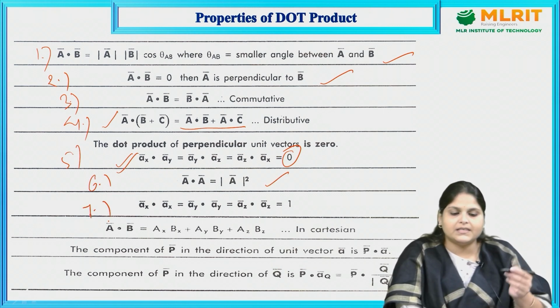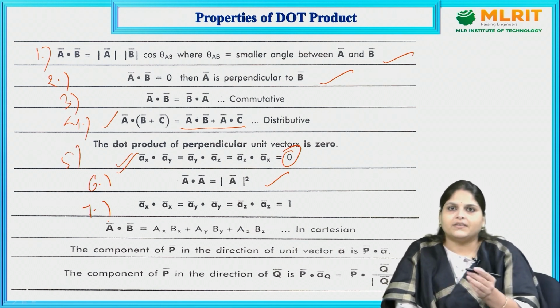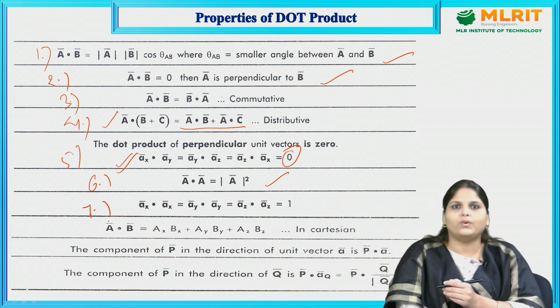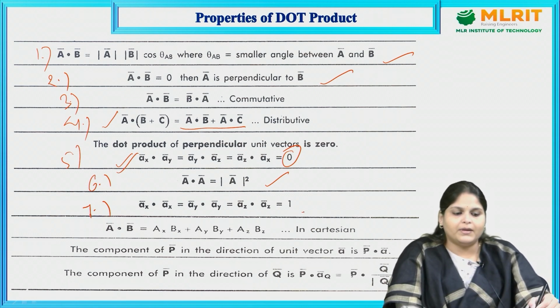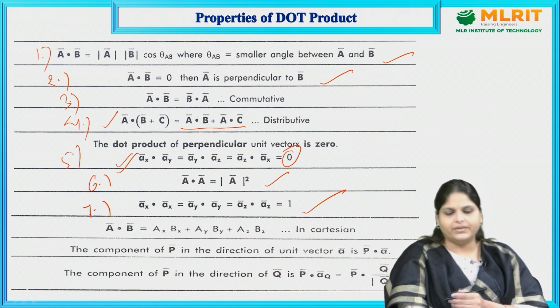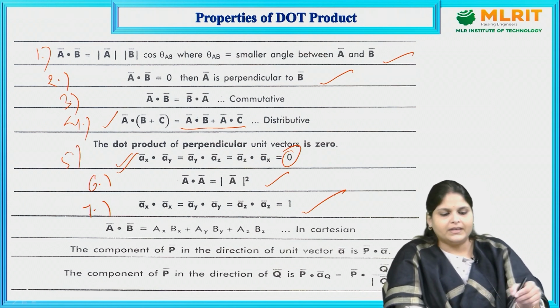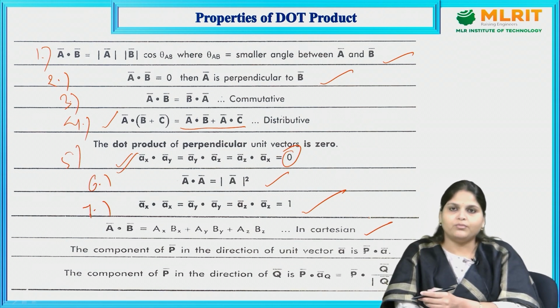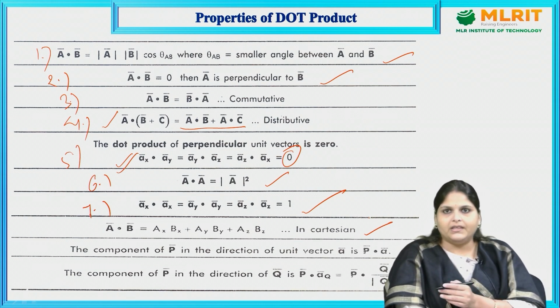The seventh property is that the same unit vector dot product will be equal to 1, meaning a_x dot a_x will be equal to 1, a_y dot a_y will be equal to 1, as well as a_z dot a_z will be equal to 1, right? For example, we have taken here the Cartesian coordinate system. If you have two vectors and you want to multiply them, a dot b, right?